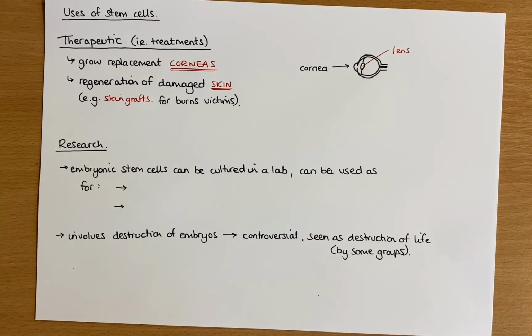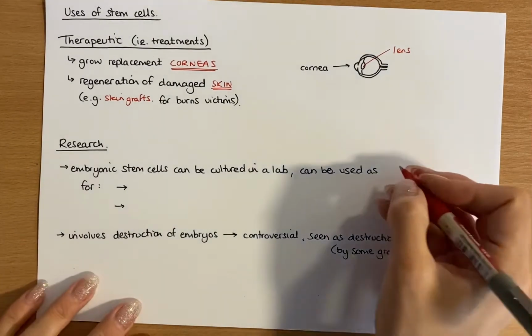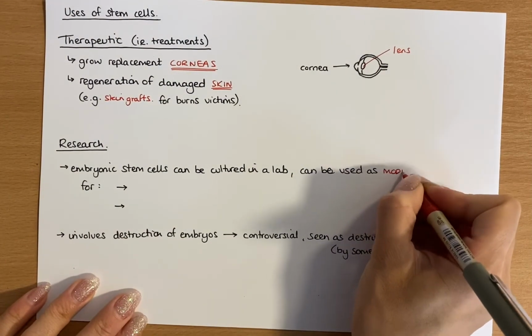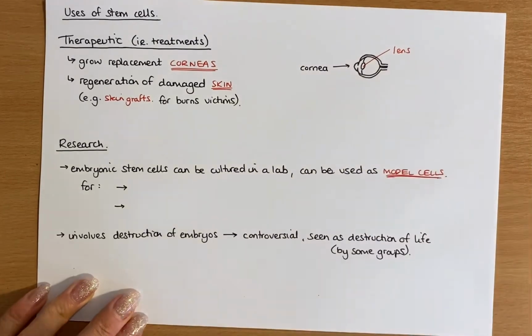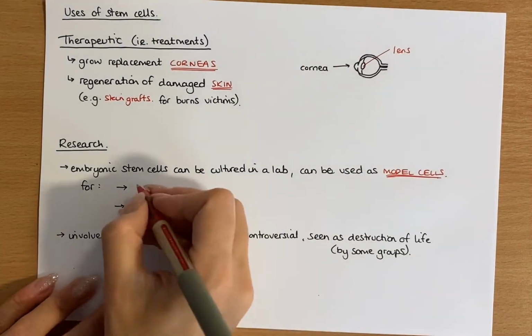The other use of stem cells is research-based. So it's what we could potentially use in the future for therapies but haven't been proven to be useful yet, or for other research testing. These cells can be grown and cultured in a lab to produce model cells, and those model cells can then be used for a couple of things.